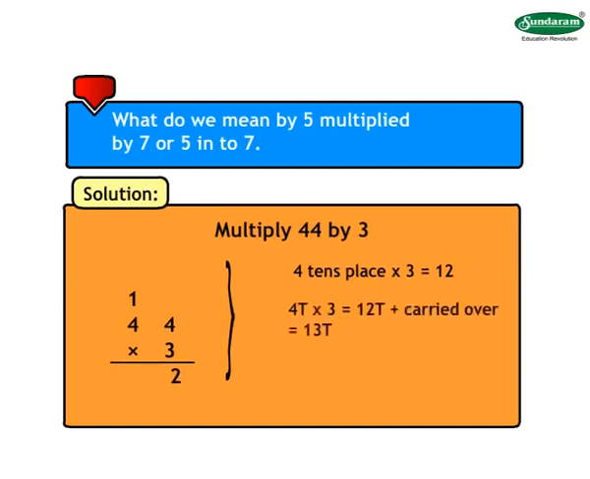Now, multiply 4 tens by 3 and then add the carried over 1 ten to the product. That is, 4 tens into 3 is equal to 12 tens plus 1 ten is equal to 13 tens. Write 13 to left of 2 in answer's place. Therefore, answer is 44 into 3 is equal to 132.